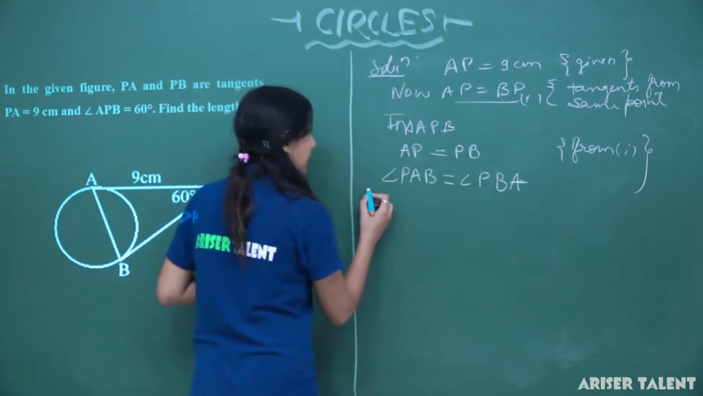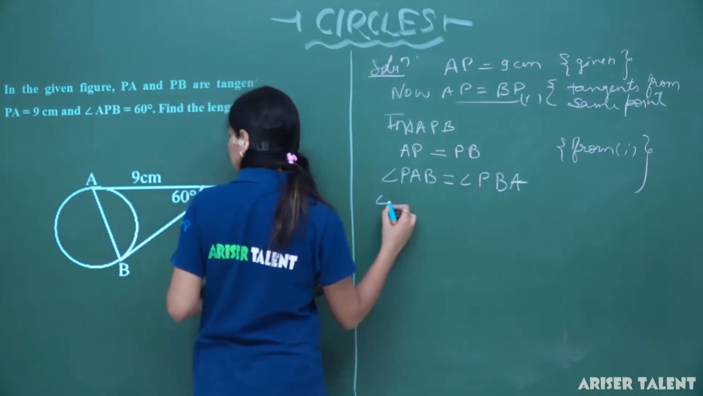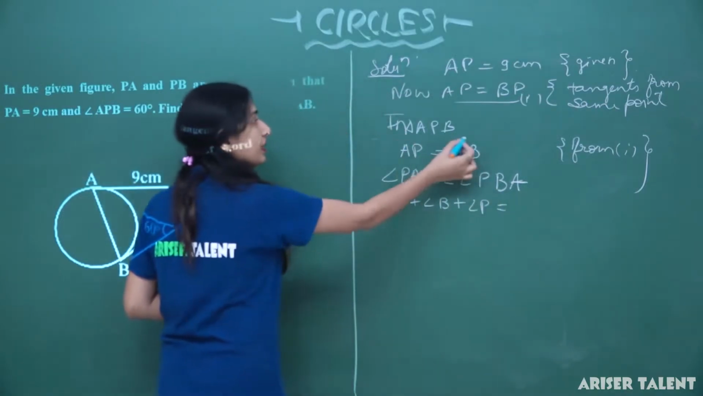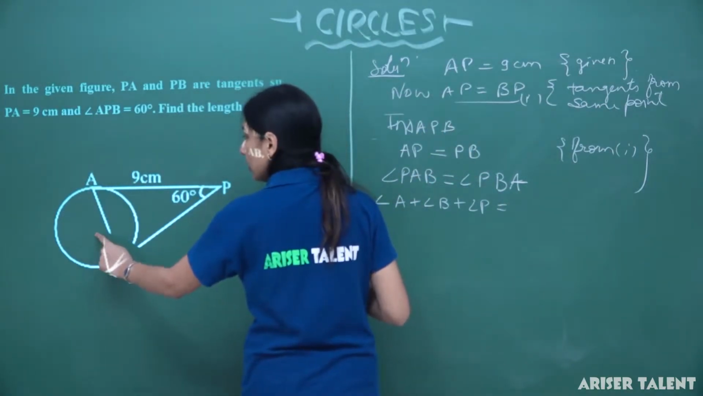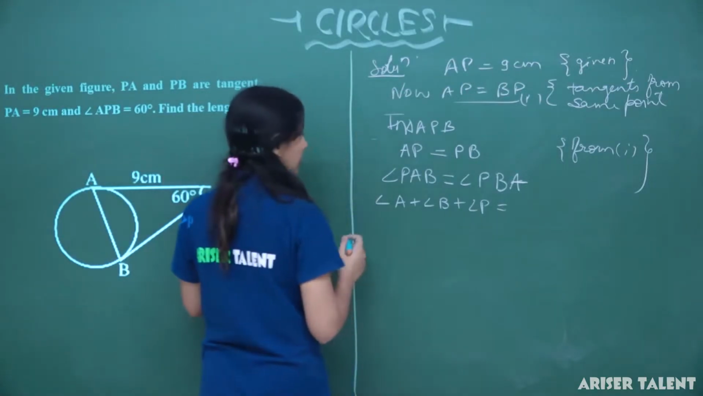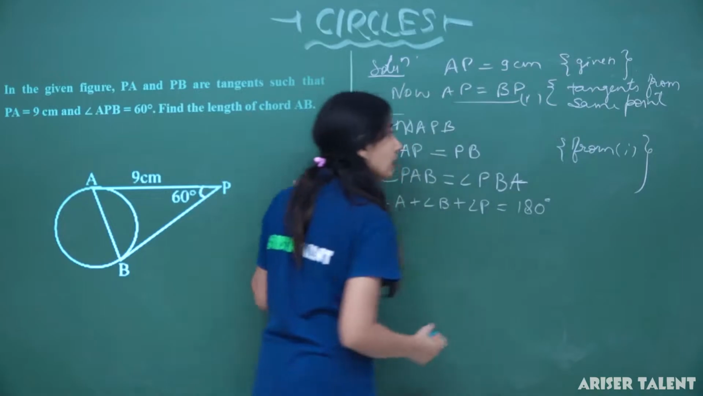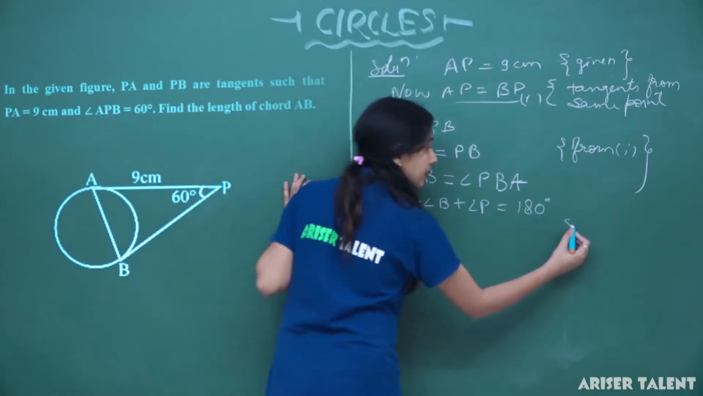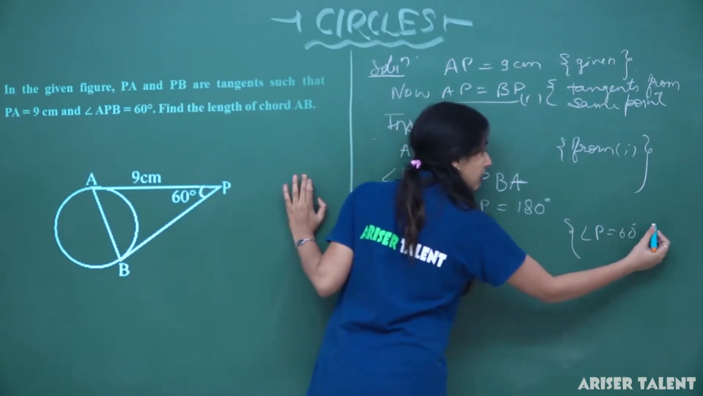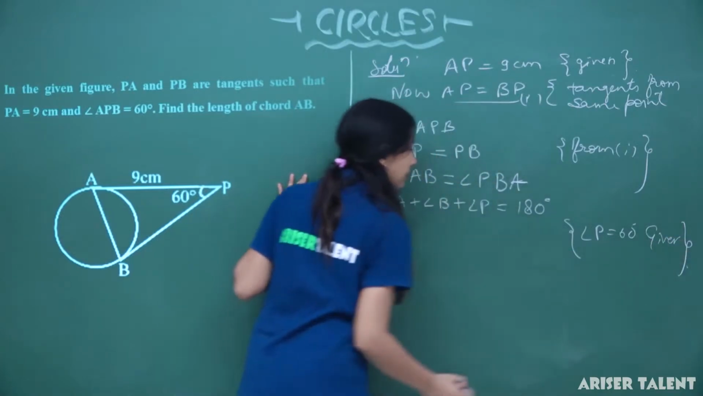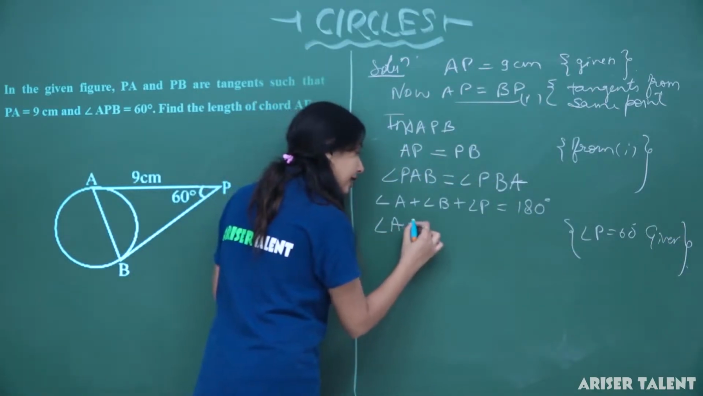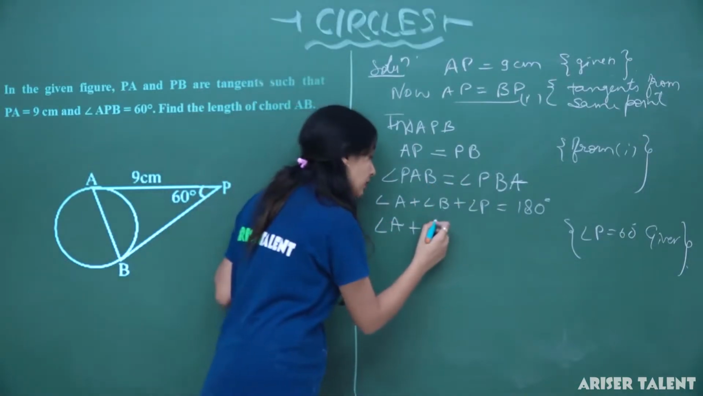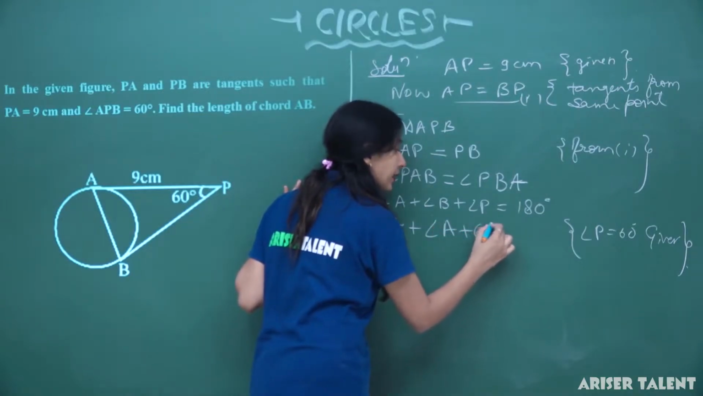Now again in this triangle, what do we have? Angle A plus angle B plus angle P. I am considering this angle, this angle and this angle only. That will be equal to 180 degrees. Now which is given 60 degrees, this angle APB. So angle P equals 60 degrees, given. So angle A plus, I can write angle B equals angle A, here I have this. So angle A plus 60 degrees equals 180 degrees.